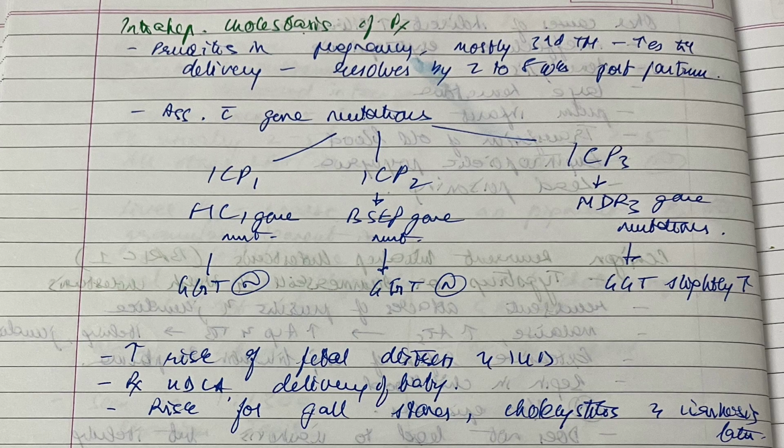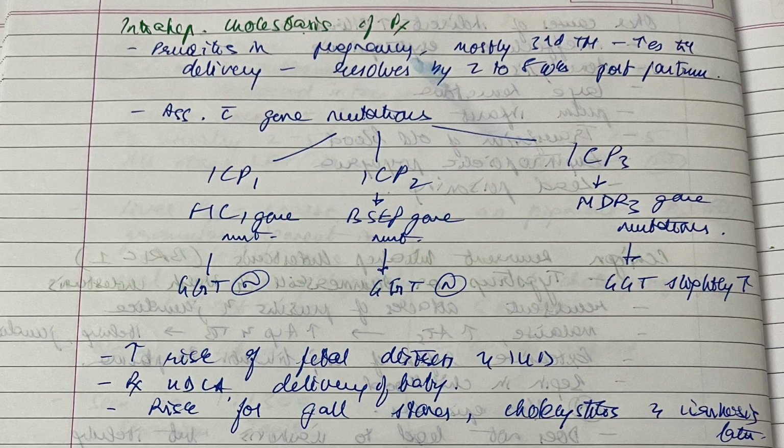Intrahepatic cholestasis of pregnancy. Pruritus is seen in pregnancy, mostly in the third trimester, and it increases till delivery. It resolves by 2 to 8 weeks postpartum. It's associated with some genetic mutations. ICP1 is due to FIC1 gene mutation. ICP2 is due to BSEP gene mutation. And ICP3 is due to MDR3 gene mutation.